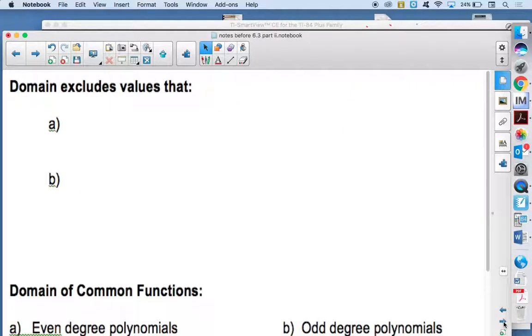All right, so if we look at the top of the page, we're going to try and summarize those two things. So when we're talking about domain, it says it excludes values that. So the first two dealt with square roots. What numbers weren't we allowed to have underneath the square root? Yeah, so domain has to exclude the values that make this square root negative.